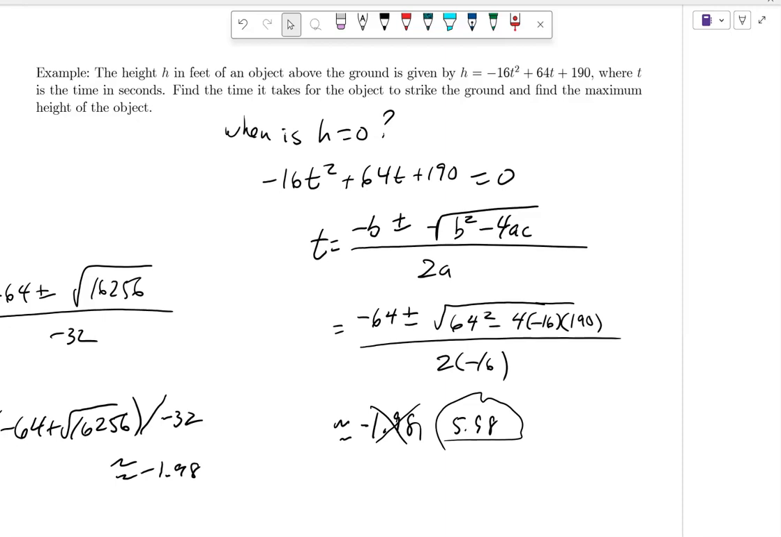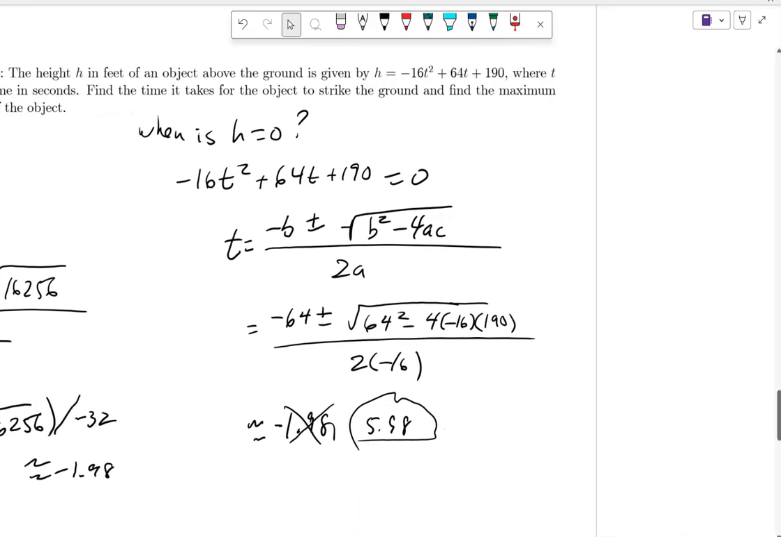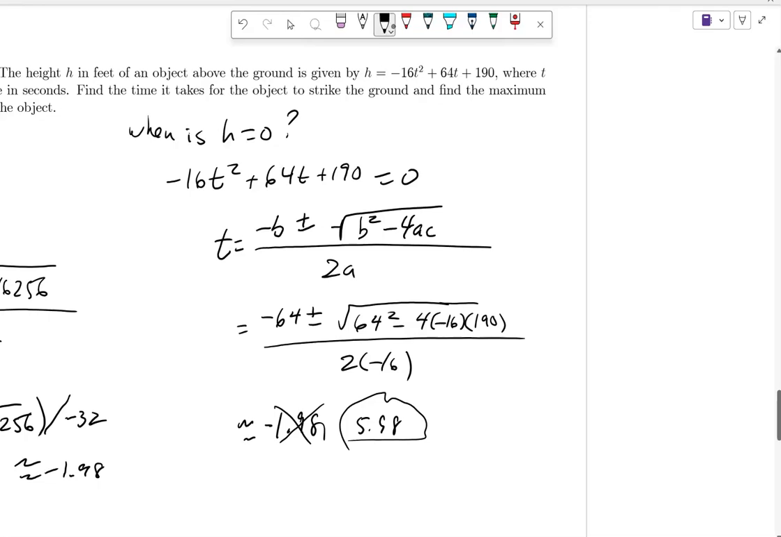So how do we find that? What do we do? Take our t and plug it in. So find your t. How do we find the t to find the maximum value? We already have t; that's where it crosses the ground, when it hits the ground. Then we take t equal to negative b over 2a again. What's b? 64. And a is negative 16.